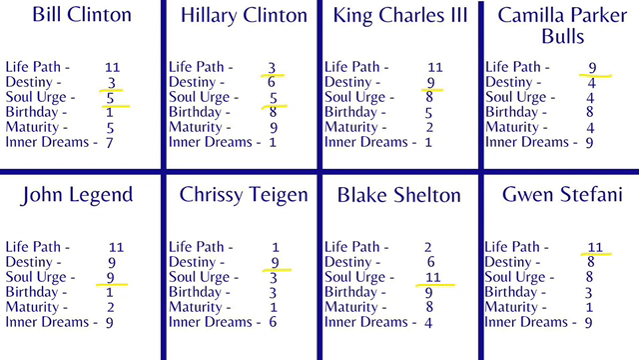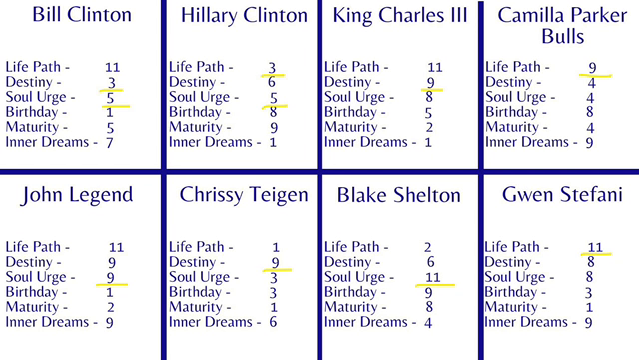So Bill Clinton and Hillary Clinton, one of those couples that everyone is always wondering how on earth they ended up together, right? One of the great mysteries of the 21st century. How on earth did these two end up together? And so Bill Clinton's destiny number is a 3, right? That's the direction he's headed towards.